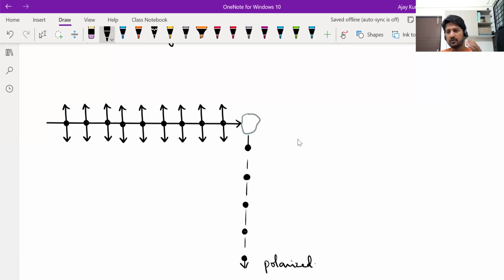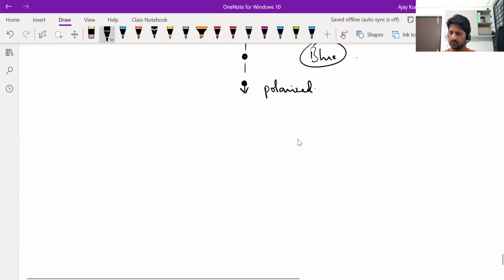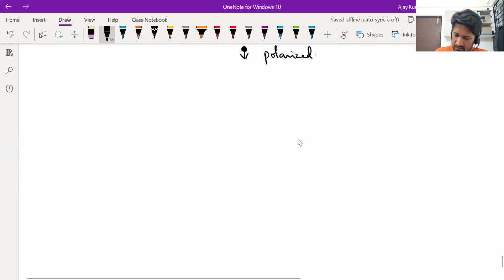Okay, and out of all visible colors, the color that gets scattered most is blue. So blue light is polarized, you can say. Because of this scattering, because blue gets scattered the most, the sky appears blue to us. Now, why exactly does that happen?